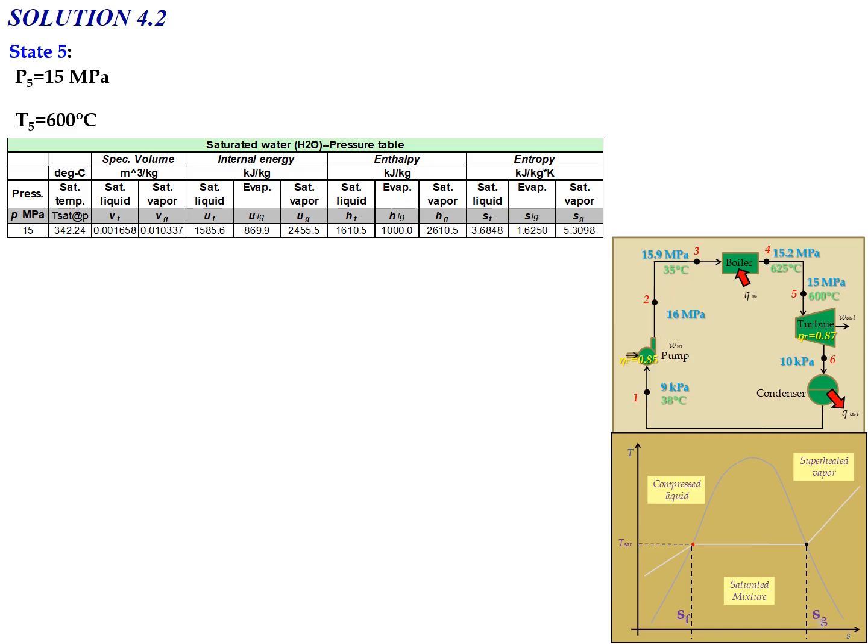So in order to determine the phase, we need to use the saturated water table based on pressure, where at 15 megapascal, T saturated is 342.24 degrees Celsius, compared with the T5 value. So T5, which is equal to 600 degrees Celsius, is greater than T saturated at 15 megapascal. So the phase will be superheated vapor.